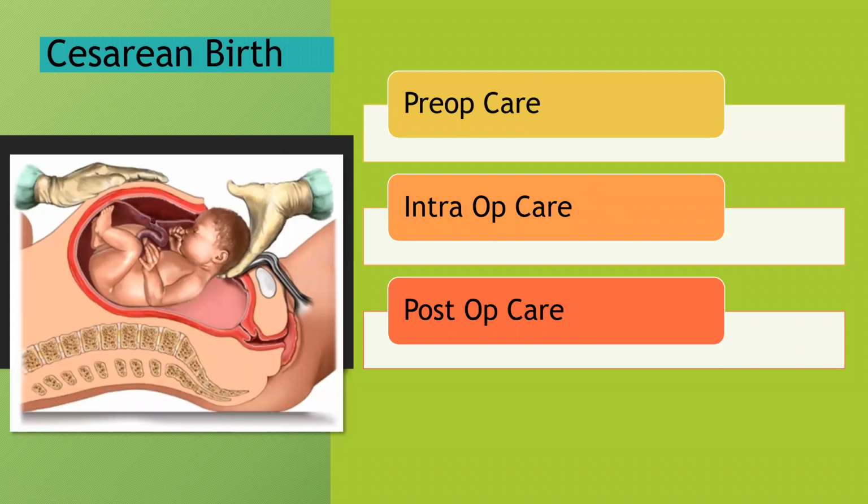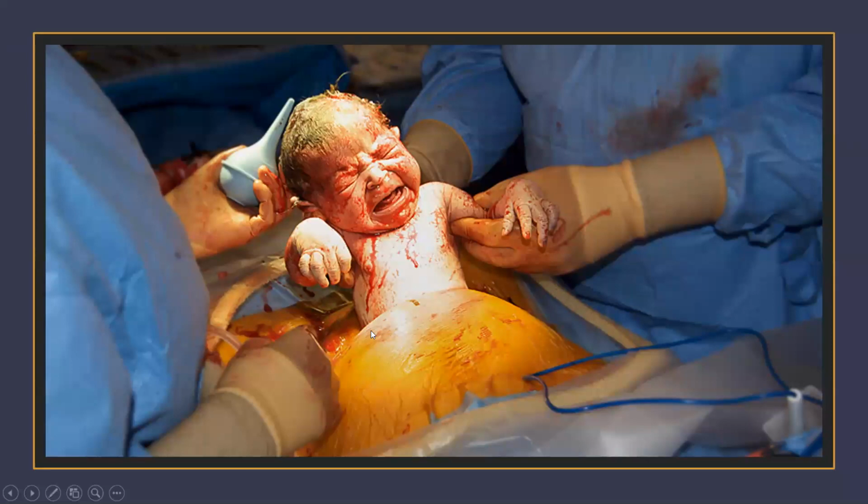When we are caring for a woman that has had or is going to have a C-section, we're talking about her pre-op care, her intra-op care, and her post-op care. So we have different criteria for each of these things. So now it's not just a mother and baby. It has become a surgical patient as well. Here is an actual picture of a baby being born through that incision.